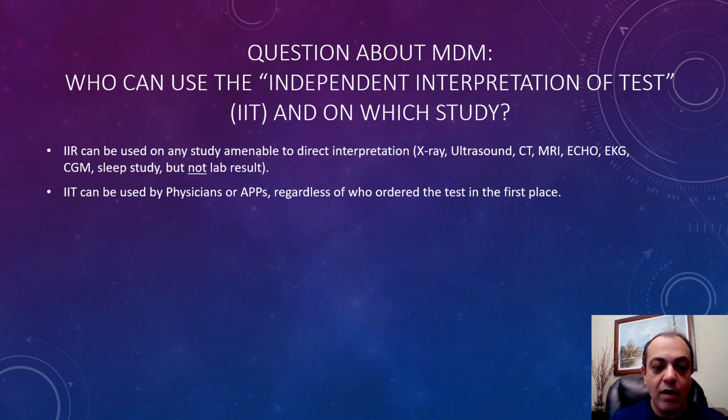So, for example, you are an APP, you didn't order the study, some other physician ordered an MRI on this patient. And it was interpreted and a report was read by a radiologist. But the patient now is seeing you in clinic. You get the pictures, and you're looking at those images, not the report, the images, and you are making your own conclusion based on the images that you are seeing and your interpretation of them. That qualifies you for independent interpretation of a test.